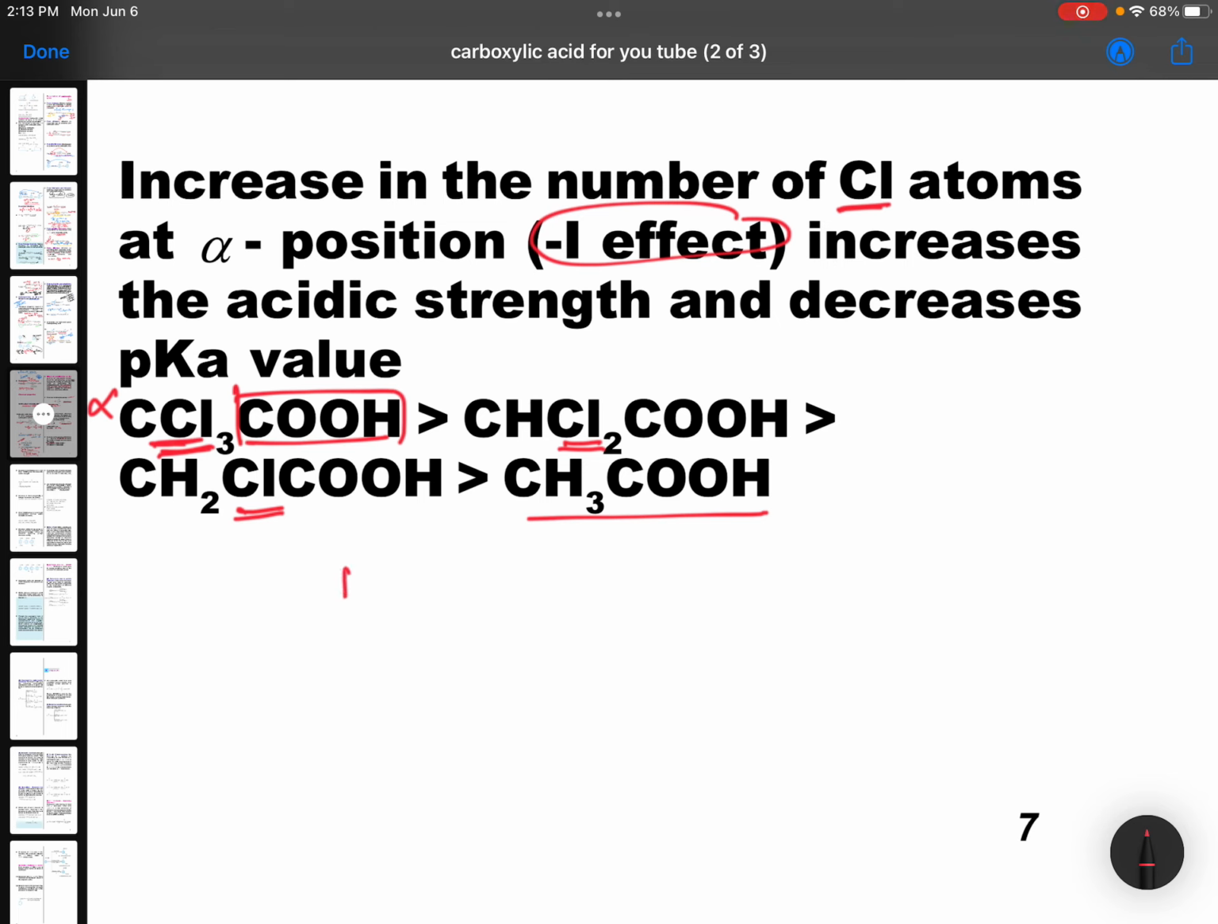The more the number of halogens. Okay, now for example, Br3CCOOH, Br2CHCOOH, BrCH2COOH, CH3COOH.